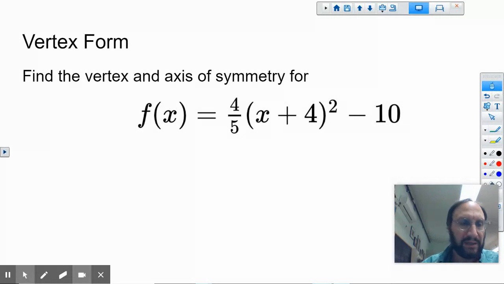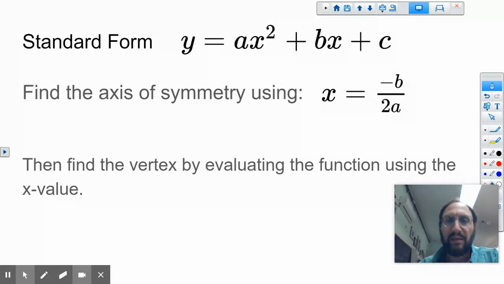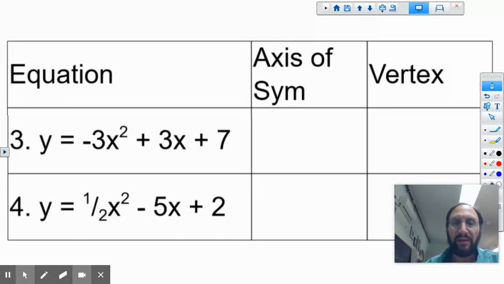So the next kind is standard form. Standard form is when there's no parentheses, ax squared plus bx plus c. The a and the b are coefficients of the x squared and the x term. So the axis of symmetry is what we find first, the opposite of b over 2a. And then we use that value to find the y value of the vertex. So I'm going to give these two examples, number 3 and 4, like that.